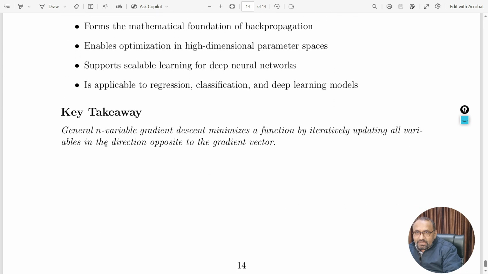Okay, so these are some key takeaways. Gradient descent in n variables: general n variable gradient descent minimizes a function by iteratively updating all variables in the direction opposite to the gradient vector. Okay, so this is all about today's session.